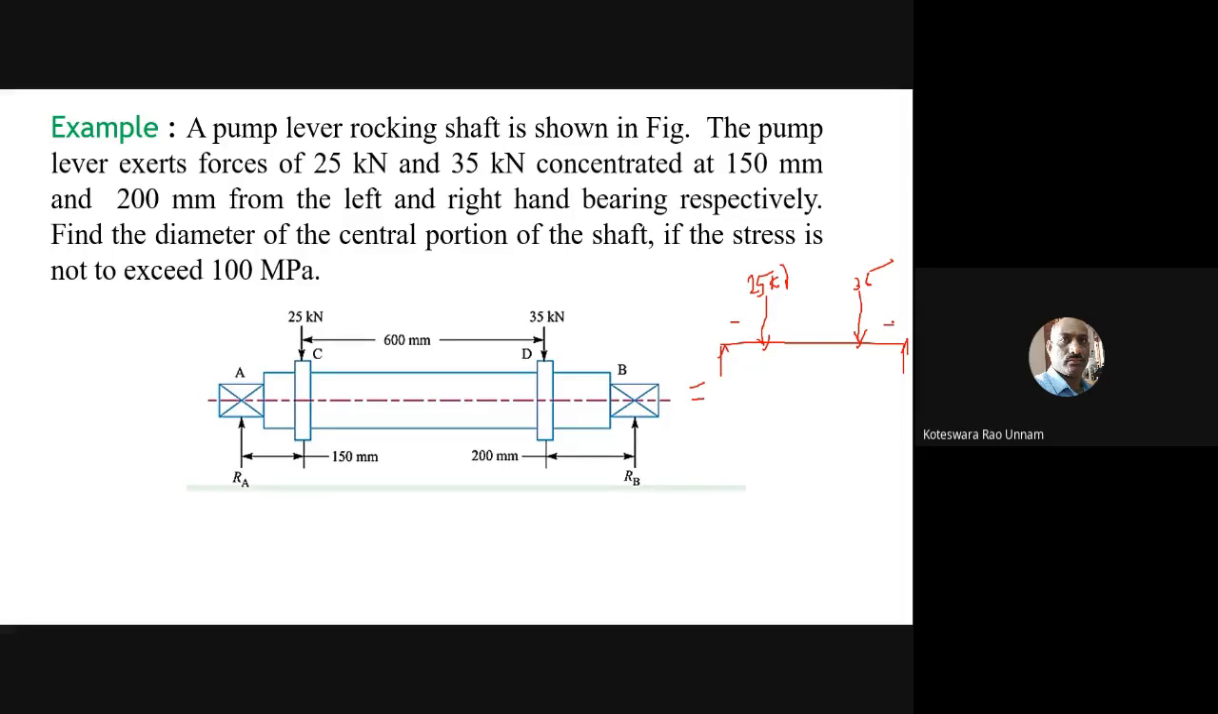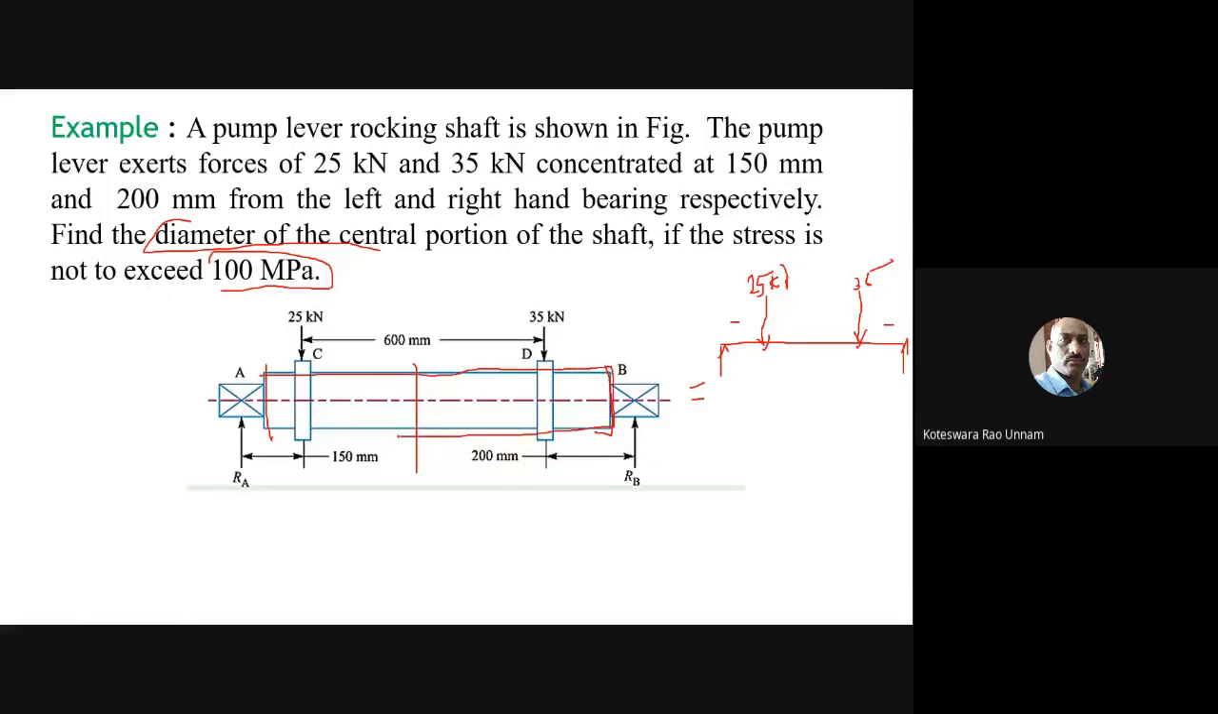So it asks us to calculate the diameter of the shaft at the center, such that the stress induced in the shaft should not exceed 100 MPa. Even though it says to calculate the diameter at the center, is the diameter changing from this end to this end? It is not changing here. It is a uniform shaft. The diameter is the same throughout.